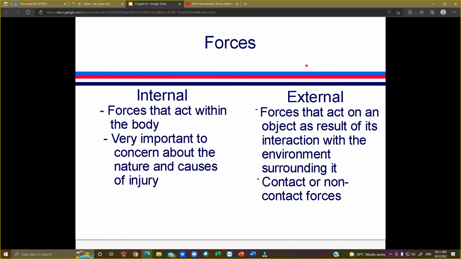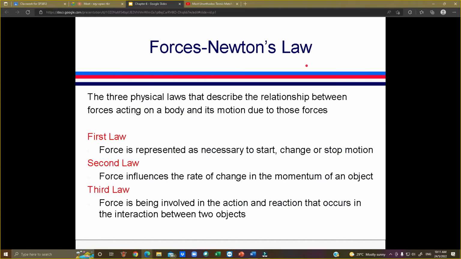That is external force, such as collision, external force, such as kicking the ball, that impulse, external force, because the ball does not have force. The force being produced at the leg. So force produced internally and being transferred to the ball. That is external force. Okay, this is the two type of forces.